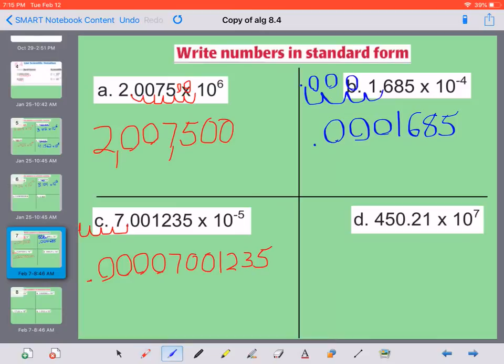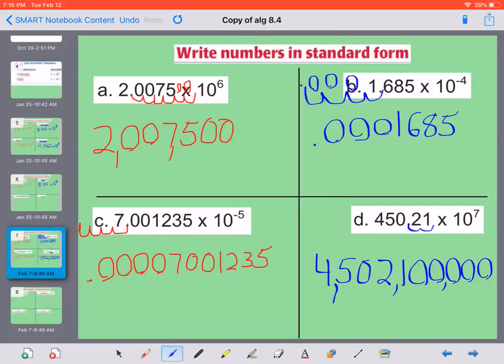This one we have a positive exponent, so we're going to move backwards so we can get a big number. If we move backwards 1, 2, we run out of numbers, but we need to move 7. So I move 2, and we're going to add just 5 zeros on there. So 4, 5, 0, 2, 1, and then 1, 2, 3, 4, 5 zeros. So this one is actually 4,502,100,000.